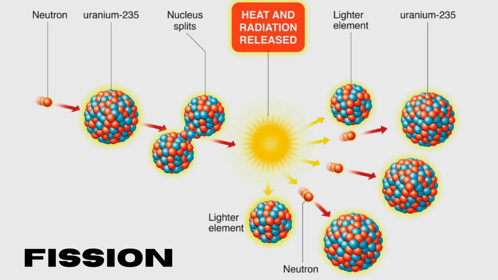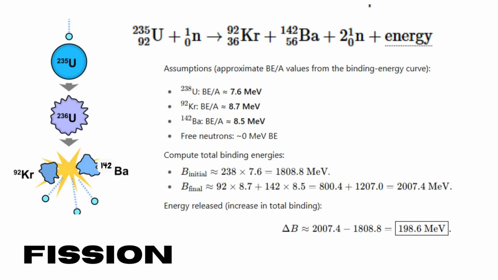And why does it release so much energy? About 200 million electron volts per atom, which is a massive amount for a single atomic event. Well, it's because those new, smaller fragments are higher up the binding energy curve. They are more stable. The energy that's released is literally the difference in binding energy between the original uranium atom and its more stable children.